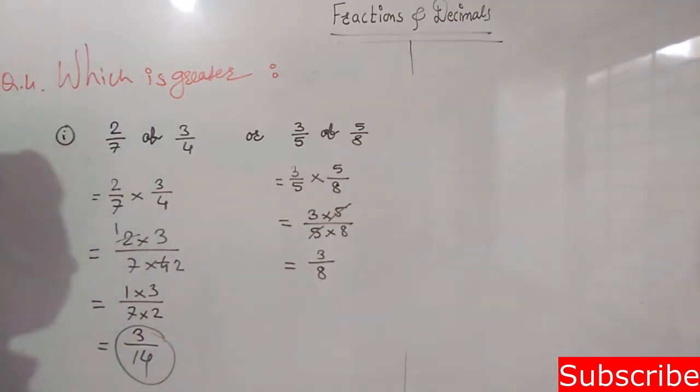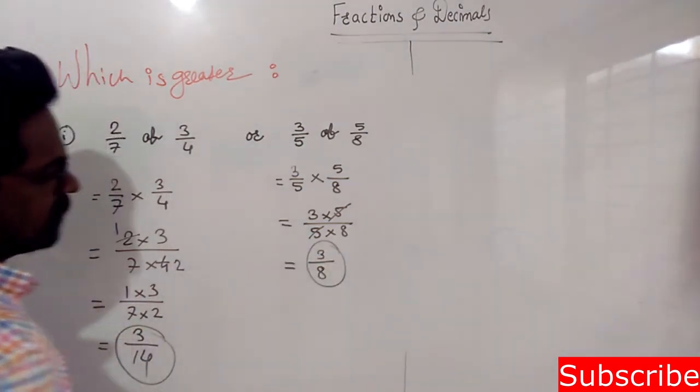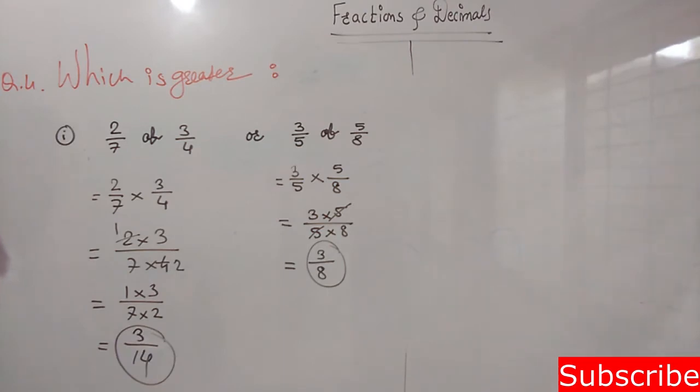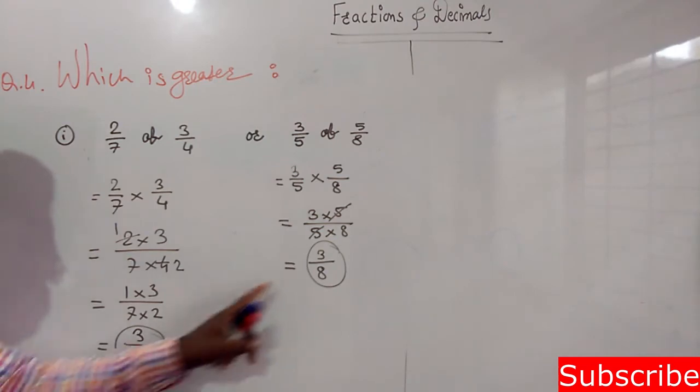Is there any further common factor? No, there is no further common factor, so that will be your answer, 3 by 8. Now we need to tell whether this one is greater or that one is greater. Which one is greater, this one or that one?